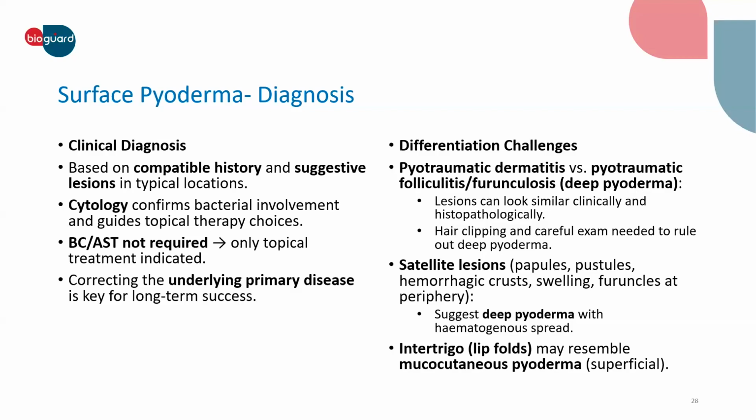So hair clipping and careful exam are needed to rule out deep pyoderma. And satellite lesions like pustules, hemorrhagic crust, and swelling also suggest deep pyoderma with heterogeneous spread. And also, intertrigo may resemble mucocutaneous pyoderma.